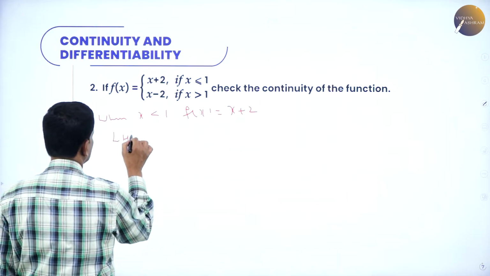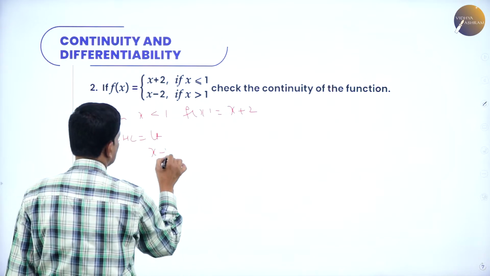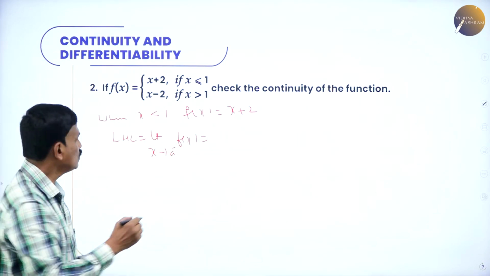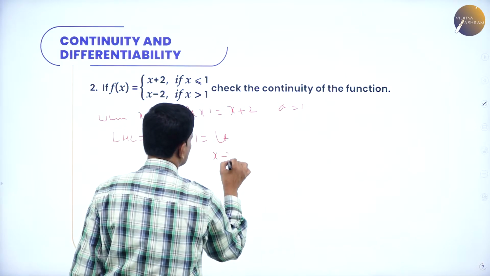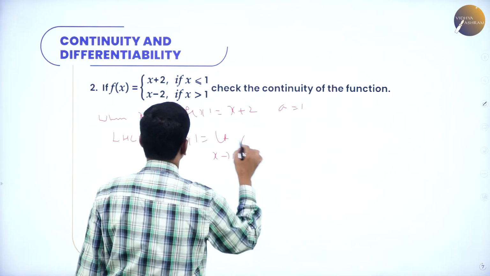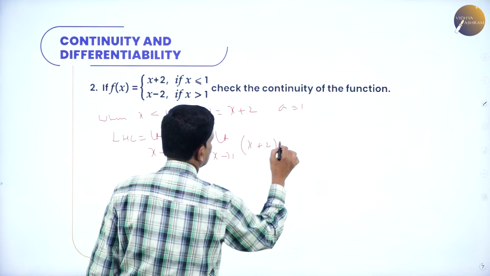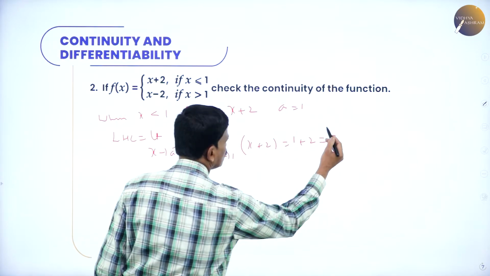So, we will get the left hand limit, limit x tends to a minus of f of x. What is a here? a is equal to 1. So, limit x tends to 1 of f of x. What is f of x? x plus 2. Put x is equal to 1, 1 plus 2 is equal to 3.